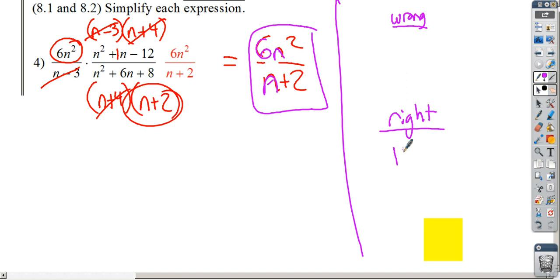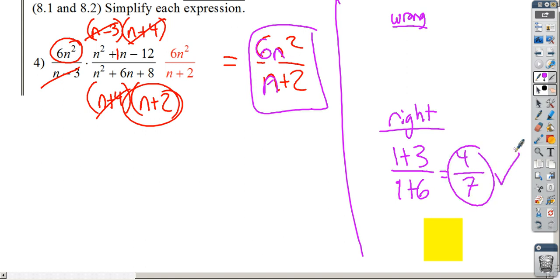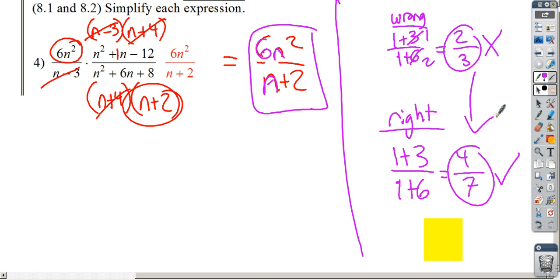So the right way is to say, well, 1 plus 3 over, let's say, 1 plus 6. 1 plus 3 is 4. 1 plus 6 is 7. And that is the correct answer right there. Okay, here's the wrong way to do this. Imagine that we say, well, 3 goes into itself once, and it goes into that twice. 1 plus 1 is 2, and 1 plus 2 is 3. Clearly, 2/3 is not equal to 4/7.